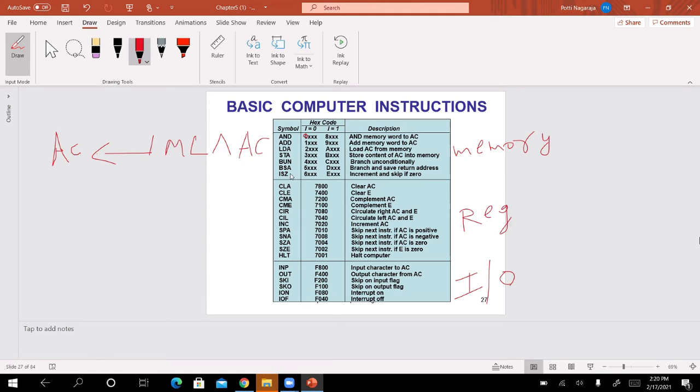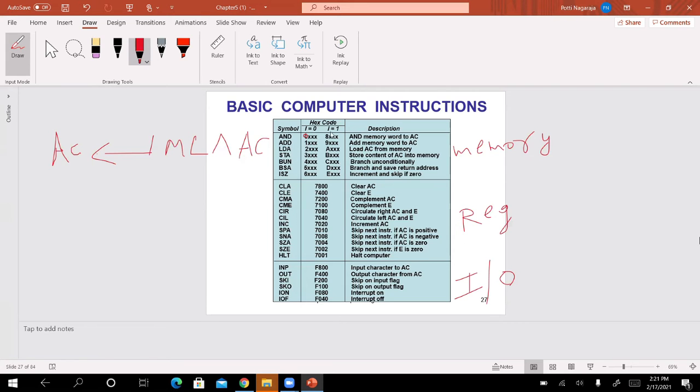The next one is BSA, 5 triple X: branch and save return address. ISZ, 6 triple X: increment and skip if 0. All these instructions individually I will discuss in the next topic. Once again, there is a separate heading for memory reference instructions and register reference instructions, where we will discuss them.